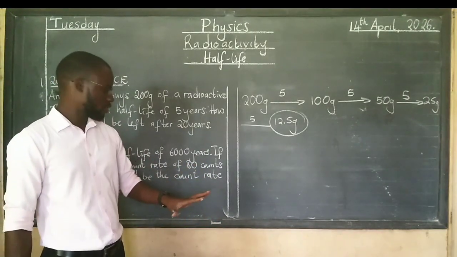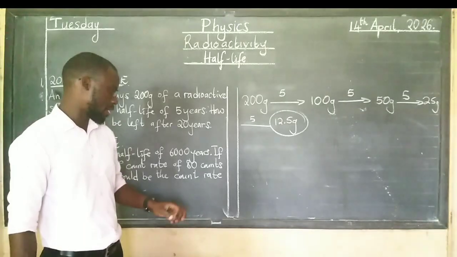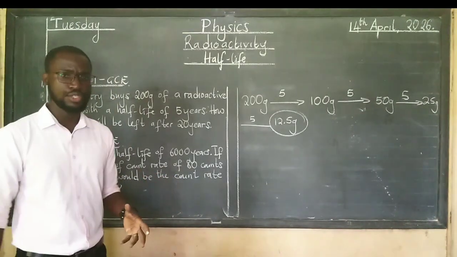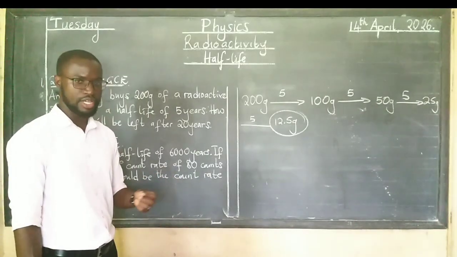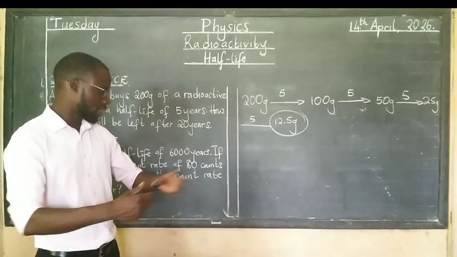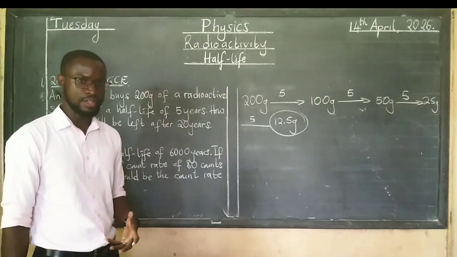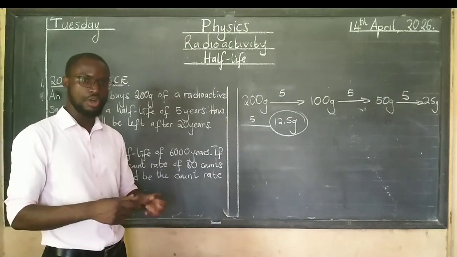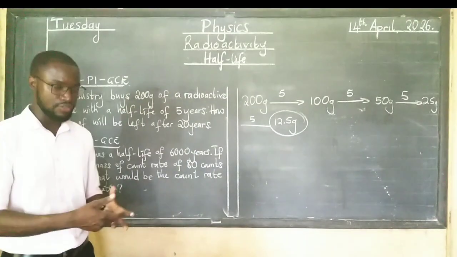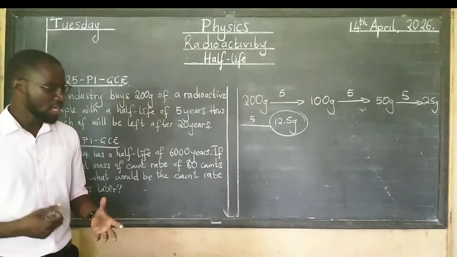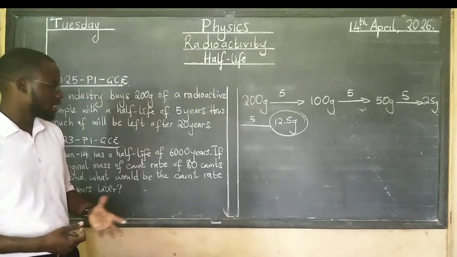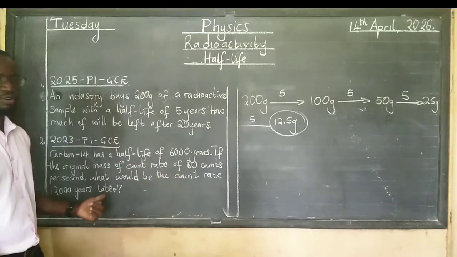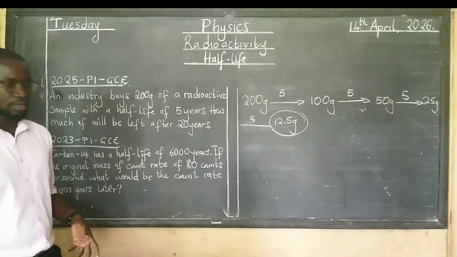That machine you're seeing right there is called a Geiger counter. It is used to detect radioactivity, the emissions that are produced by a radioactive substance. It has a meter that reads how much radioactivity it is receiving, and that radioactivity is measured in counts per second. So now let's get back to the question.